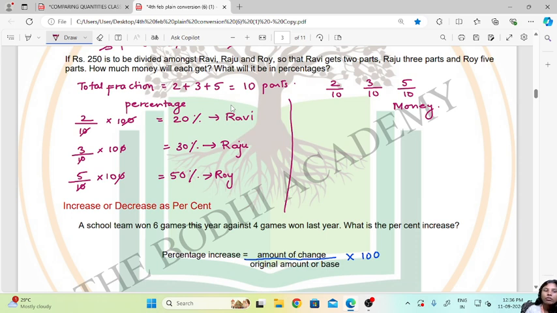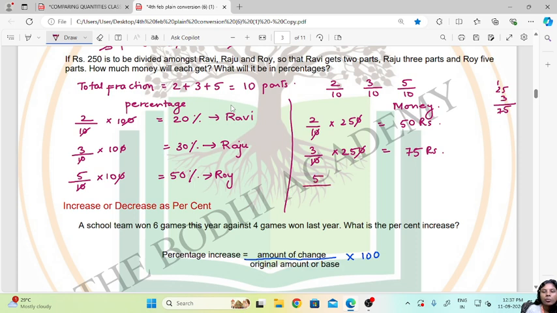So simply, we know already the total amount. So instead of 100 over here, we will add this amount that is given. So 2 upon 10 of 250. This and this will get cancelled. So this will be how much? 25, 50 rupees. Then 3 upon 10 into 250. Again this 0 gets cancelled. So 25 into 3. 5 3s are 15, 3 2s are 6, 7. So Raju will get 75 rupees.